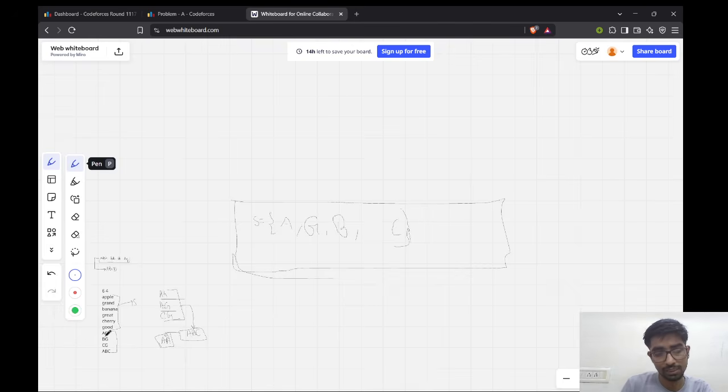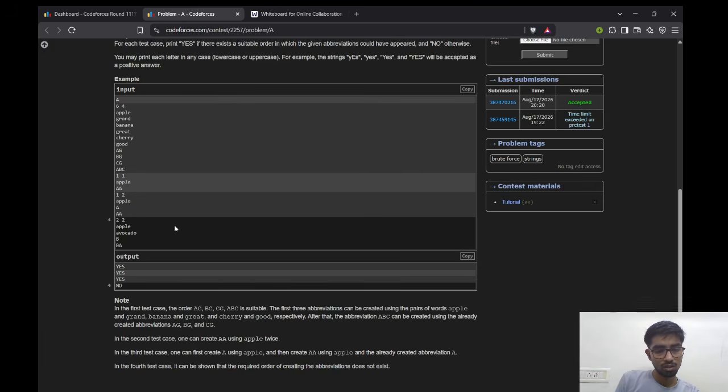Wait, first check A and G. If A and G are present, yes, it is. Like, let's check it for the first case. So first we will check that A and G are present, yes, it is. Then B and G are present, yes, it is. C and G are present, yes, present, and are A, B, C present? ABC, yes. Everything is present. So that means our answer would be yes for this case. Right. We can also check for this one. It would be taking us time.